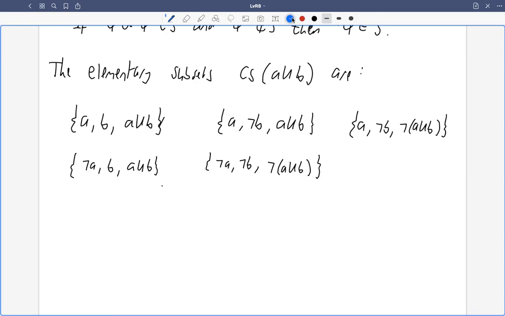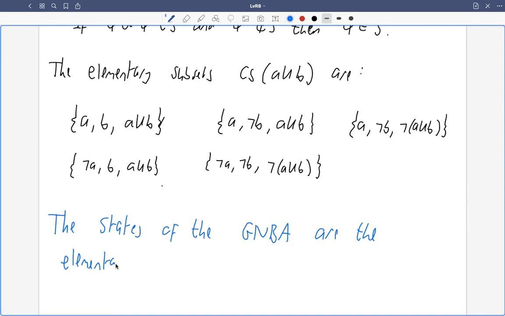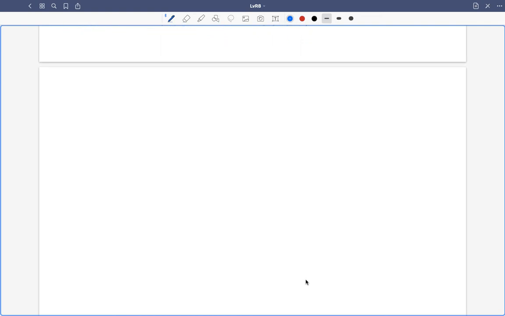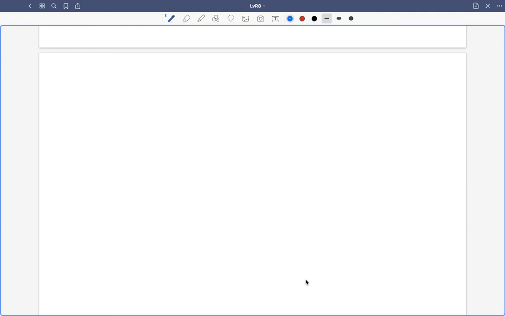Okay, so now let me tell you again. The states of the generalized non-deterministic Büchi automaton are the elementary subsets of the complemented subformulas of phi. So now we need to define the transition relation, and I'm just going to define it.